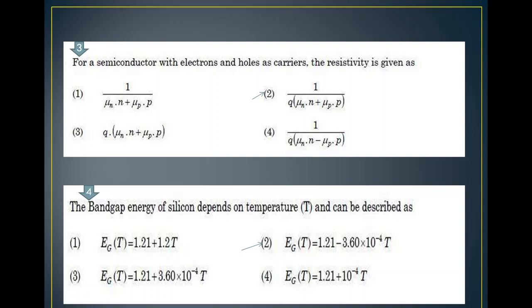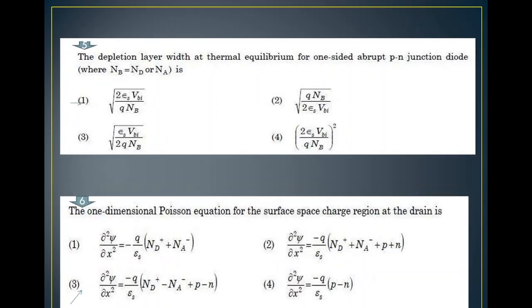Question number 4. The band gap energy for silicon depends on the temperature T and can be described as, and Eg of T is equal to 1.21 minus 3.680 into 10 to the power minus 4 T is the correct option.